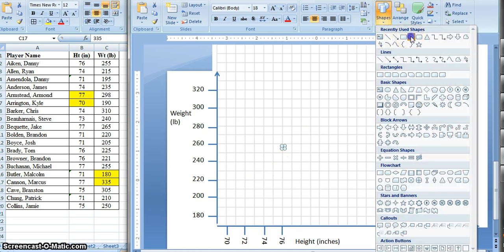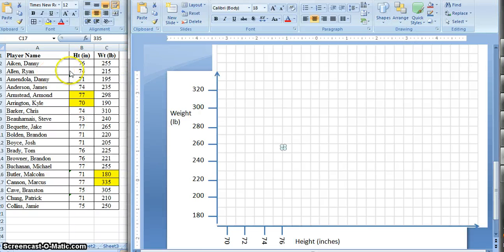Now we're going to do the same for the next player, Ryan Allen. His height is 74 inches, so we go over 74 inches, and his weight is 215 pounds. So we go up, and 215 is going to be right about here.